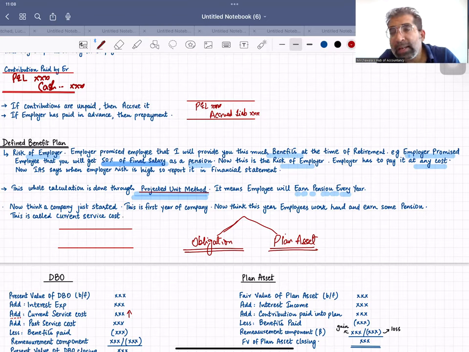The employer will invest in plan assets, and plan assets are ultimately invested in stocks and different areas. So if the stock market goes down and if there is any deficiency in the end, the employer has to pay the difference from his own pocket. So there is an investment risk.